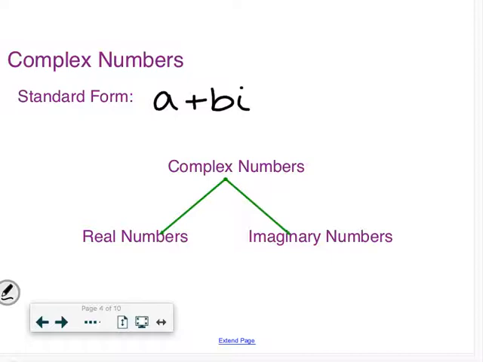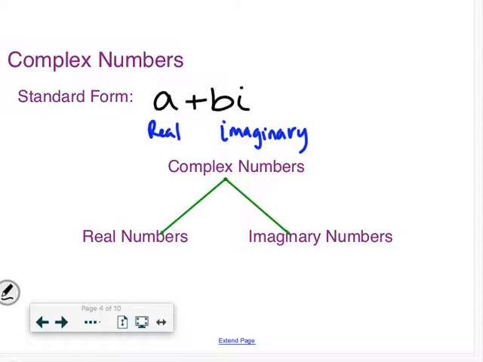And think about a plus bi. A is your real part, and bi is your imaginary part. So when you're writing in standard form, always make sure the imaginary part is at the end. The real part comes first. So the i's are always at the end in standard form.